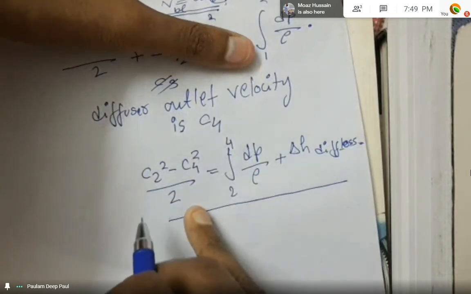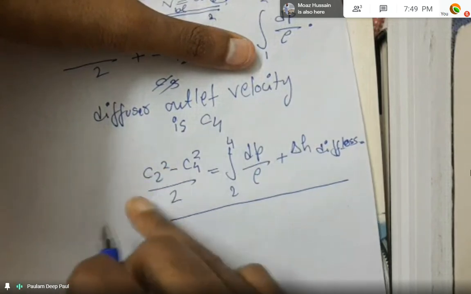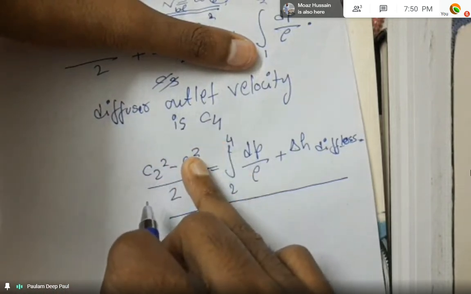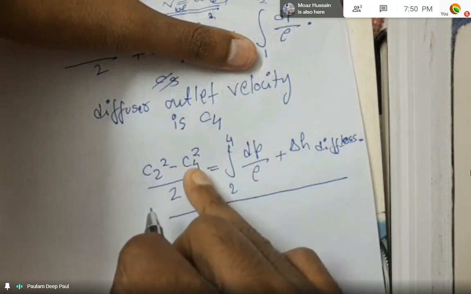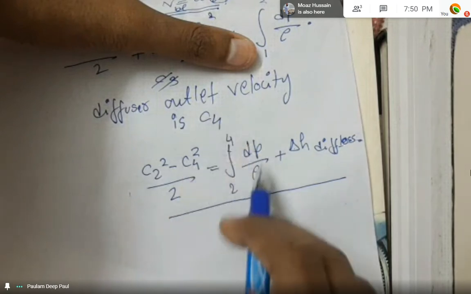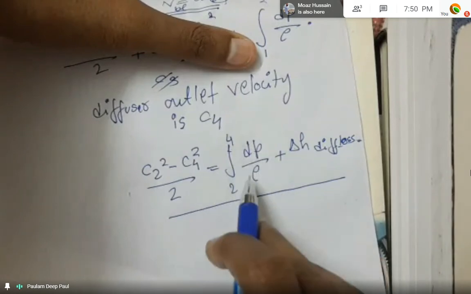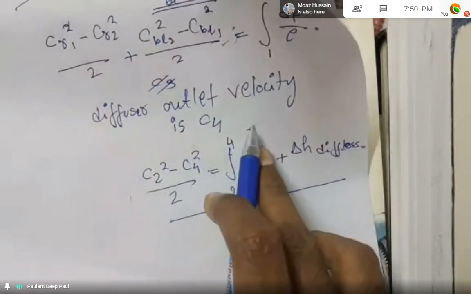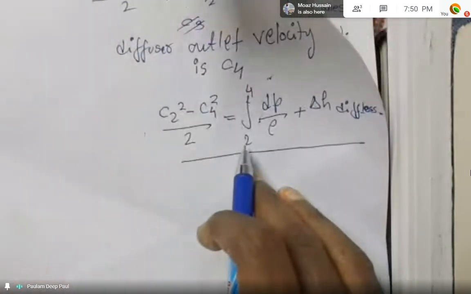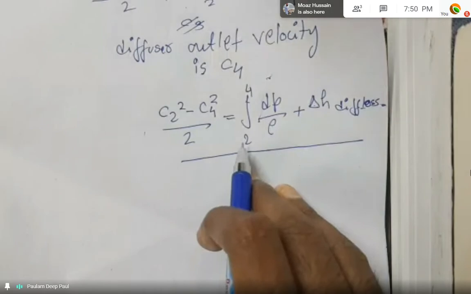Apart from that, the kinetic energy that was increased at the impeller, as it exits the diffuser with a velocity C4, that much pressure increase should be given by this dP by rho, that is the differential pressure rise divided by the density of the working fluid. So this is the pressure head we should be getting for the diffuser stages, that is the difference in the kinetic energy at the impeller outlet and the diffuser outlet.